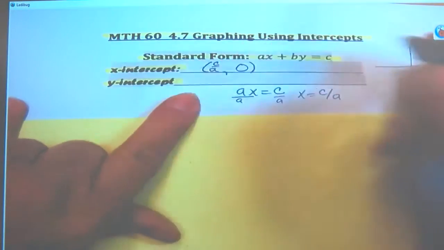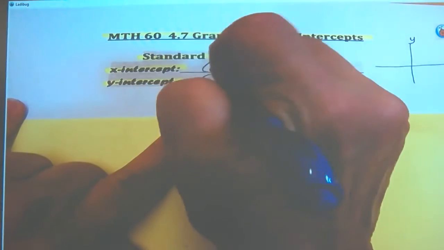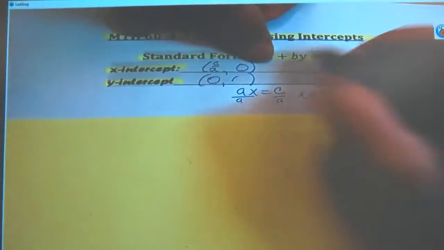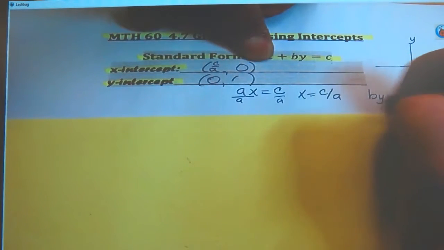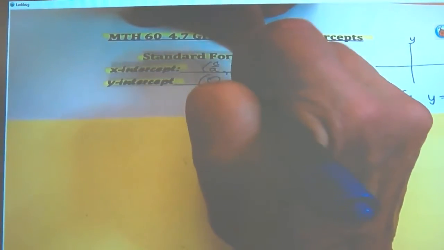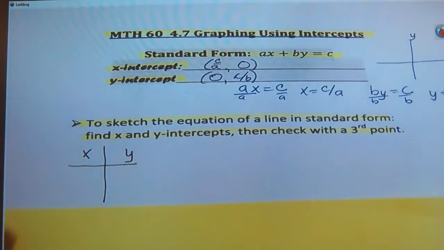And the y-intercept, now you know what that is, that's where x equals 0. So we'll put the 0 where the x is, and if we do that, then we've got by equals c, and y equals c divided by b. That means this number divided by that. You don't have to know this, but that's what we're going to be using. So let's see what happens.